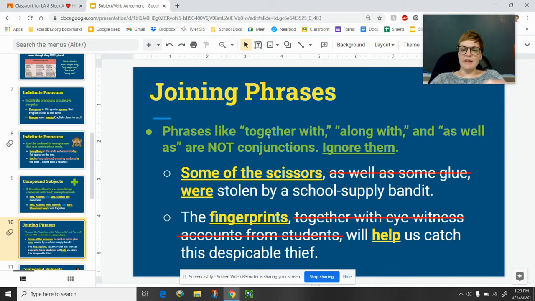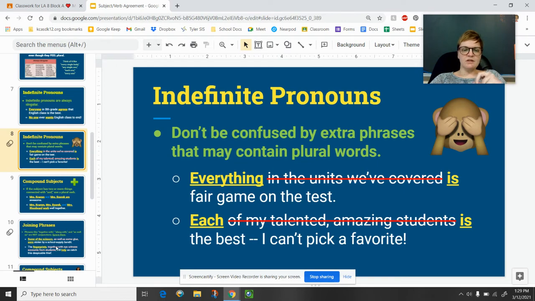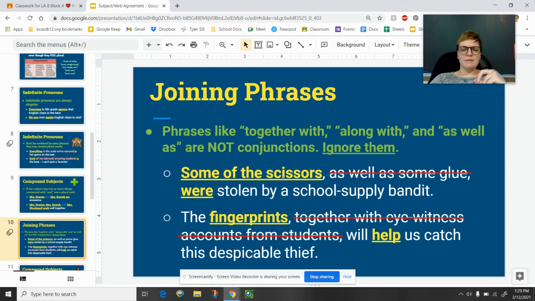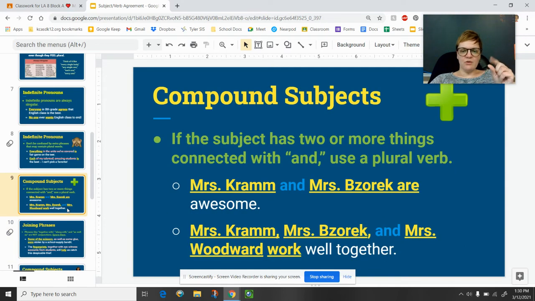Phrases like together with, along with, as well as, they are not conjunctions, so don't treat them like an and. Just like we did up here where we cross off all of the things that are not important, you'll do that here. So some of the scissors, as well as some glue, were stolen by a school supply bandit. Just ignore that as well as. So some of the scissors were stolen. The fingerprints, together with eyewitness accounts from students, will help us catch this despicable thief. We would just do the fingerprints will help us catch. So you ignore this part. Unless you see things joined together with the word and, you don't treat them like compound subjects.